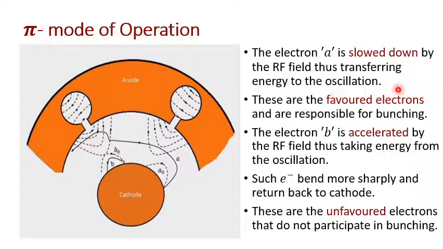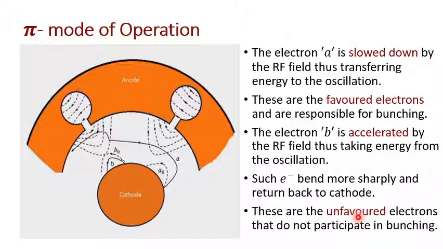These electrons are called the favored electrons and they are responsible for bunching. The electron B, on the other hand, gets accelerated by the RF field, so it takes energy from the oscillations. It will spend very little time in the interaction space and come back to the cathode. These electrons are called the unfavored electrons as they do not participate in bunching.